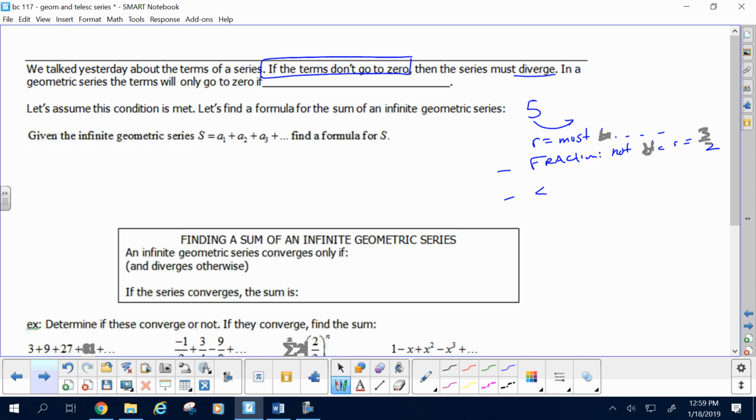Less than 1. Okay. What if R is negative 2? And the series is 5 minus 10 plus 20 minus 40. What do the sums approach? They would go negative 5, then 15, then negative 25. Those aren't going to spiral in. Those are going to spiral out. That doesn't work either.